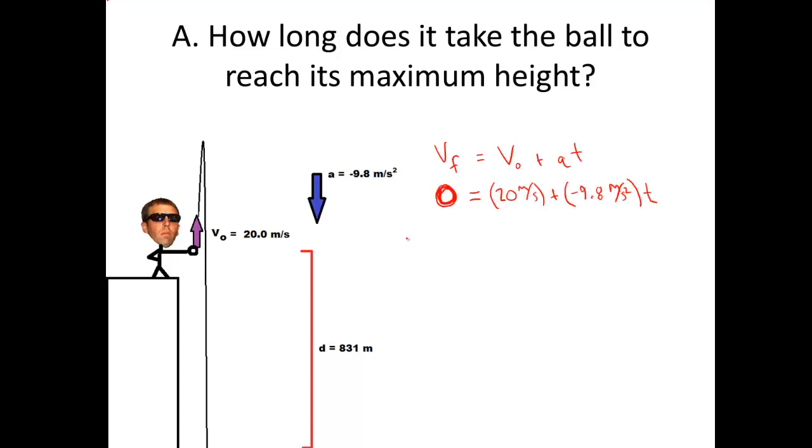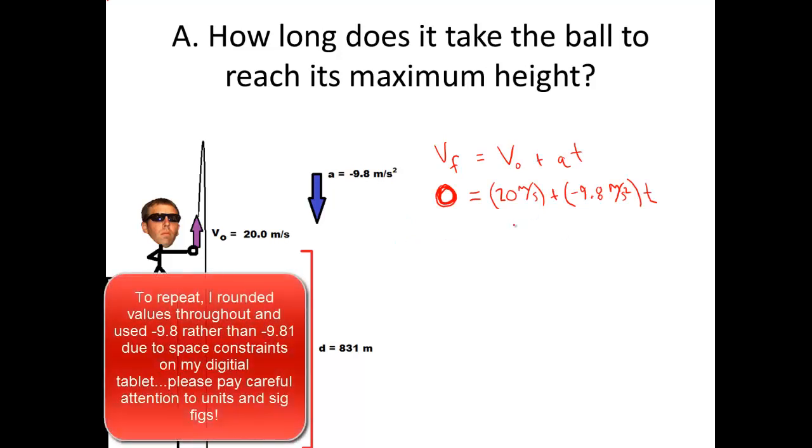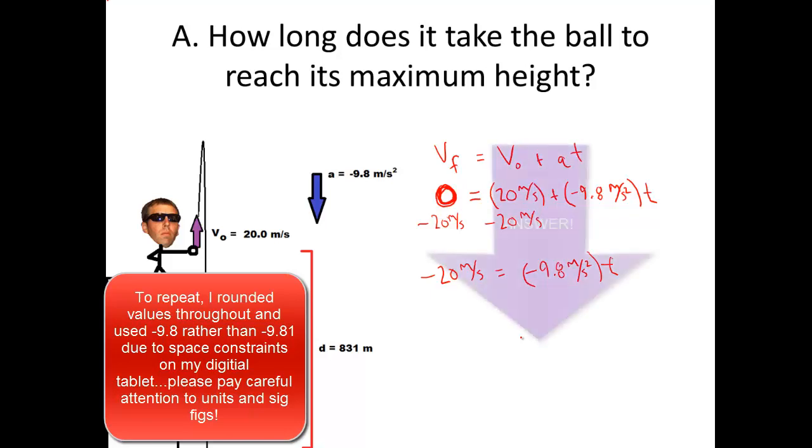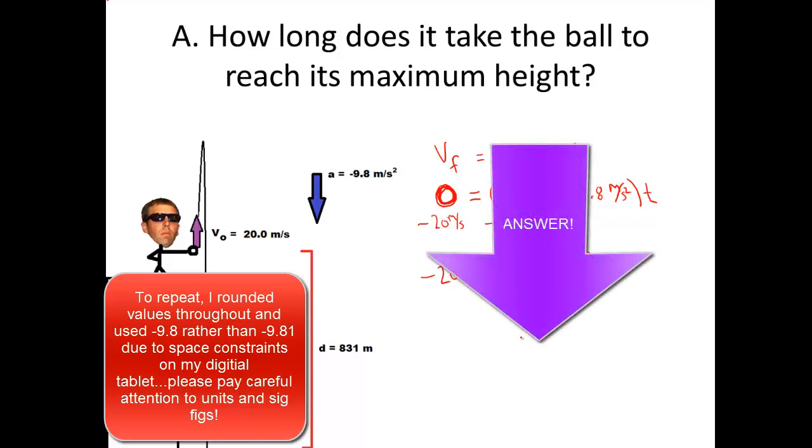At this point, I can move the 20 meters per second to the left-hand side of the equation by subtracting 20 meters per second from each side. And at this point, all I have to do is divide by the acceleration due to gravity on each side of the equation, and I will have the time it takes for the ball to reach its maximum height.